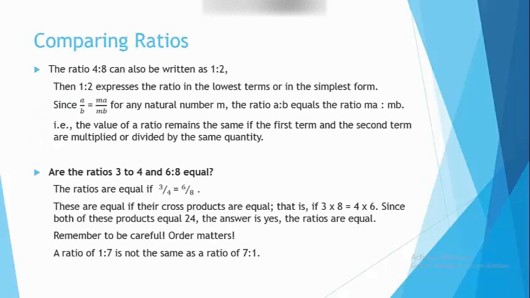Comparing ratios. Like we did in our previous video, the ratio 4 to 8 can be written as 1 to 2, which is the simplified format of 4 to 8. So 1 to 2 expresses the ratio in the lowest terms or in the simplest form.